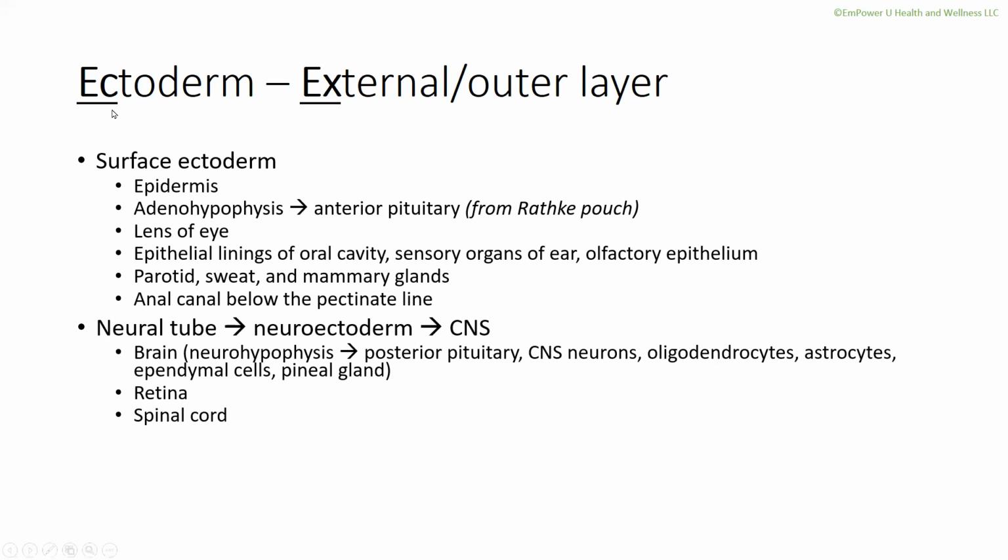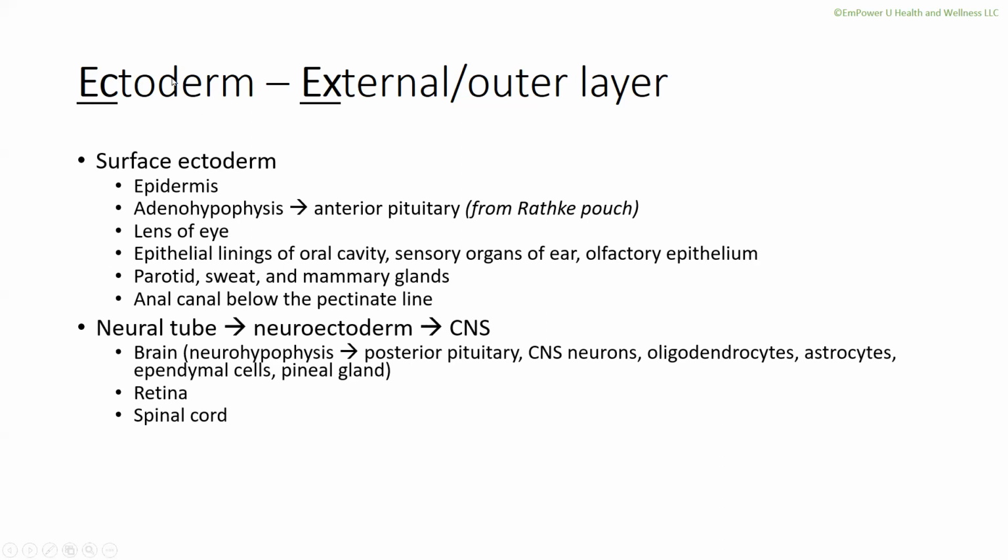So this is all ectodermal tissue. So we have surface ectoderm, which is more of like our surface coverings. We have our neural tube or neuroectoderm, our central nervous system. So these are our brain structures, the posterior pituitary, central nervous system neurons, oligodendrocytes, which are some of our glial cells that support our neurons in our CNS. The pineal gland, epidermal cells, the retina, and the spinal cord.